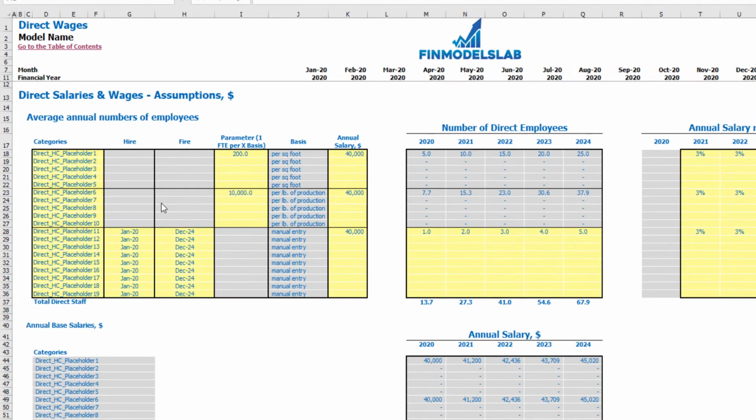On the direct wages tab, you may input your direct wages assumptions. You have up to 19 categories broken down by 3 sections. Let me show you how it works. So the first 5 direct headcounts you can adjust as a parameter, meaning 1 FTE per basis, and the basis in this case is per square foot. This can be 1 FTE per 200 square foot, or it can be 1 FTE per 150 square foot for type number 2, and depending on the acreage you will have the calculation of direct employees here.